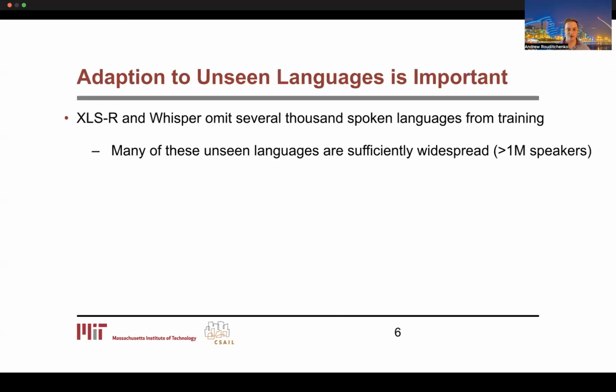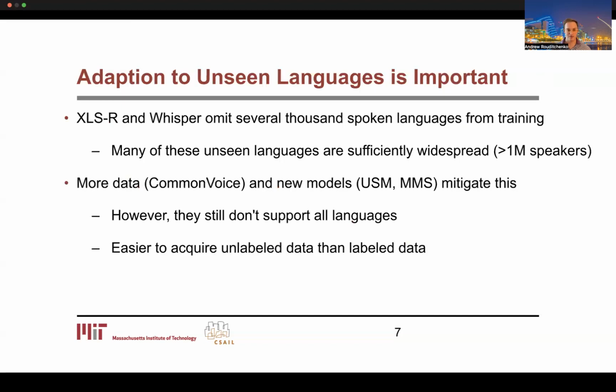XLSR and Whisper are great, but they still omit several thousand spoken languages from training. And many of these unseen languages are sufficiently widespread to be of interest. For example, they have over 1 million speakers. More data like Common Voice and new models are mitigating this problem. However, they still don't support all languages. This is partially because it's easier to acquire unlabeled data than labeled data. So we consider it important to be able to adapt to unseen languages.